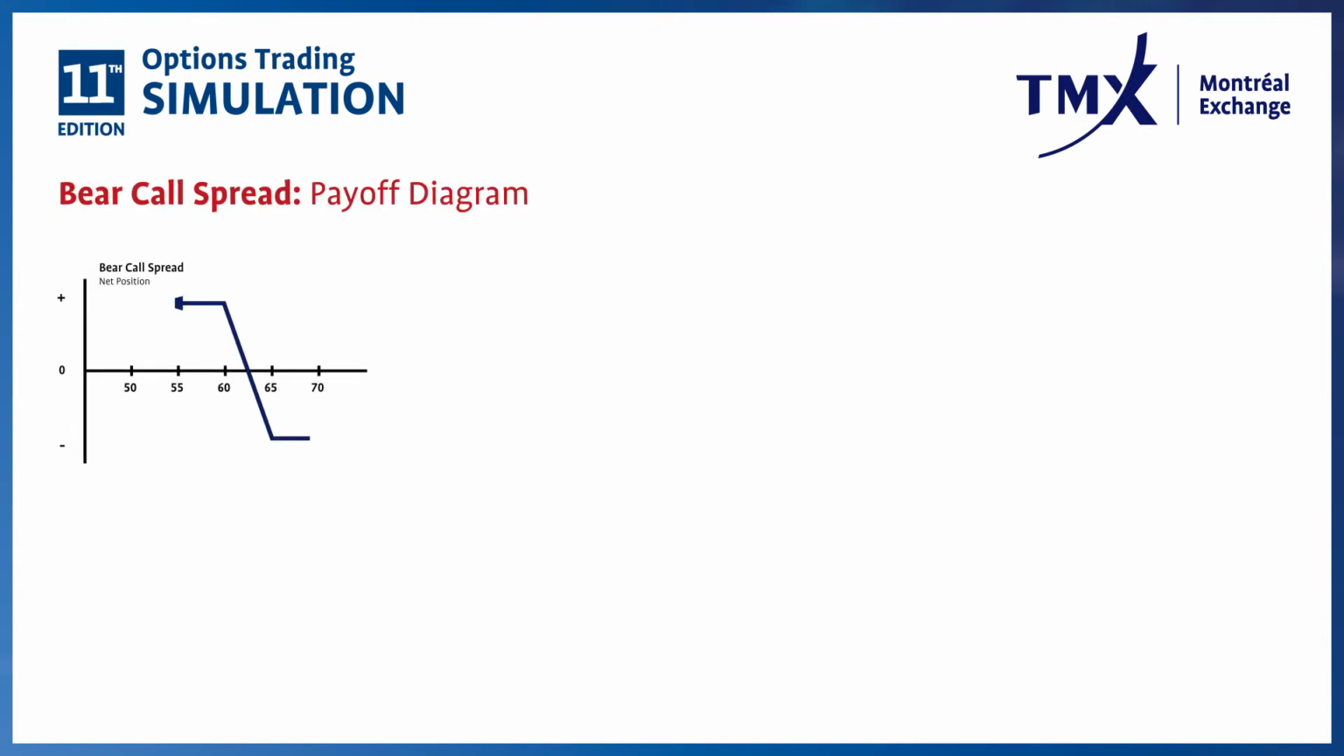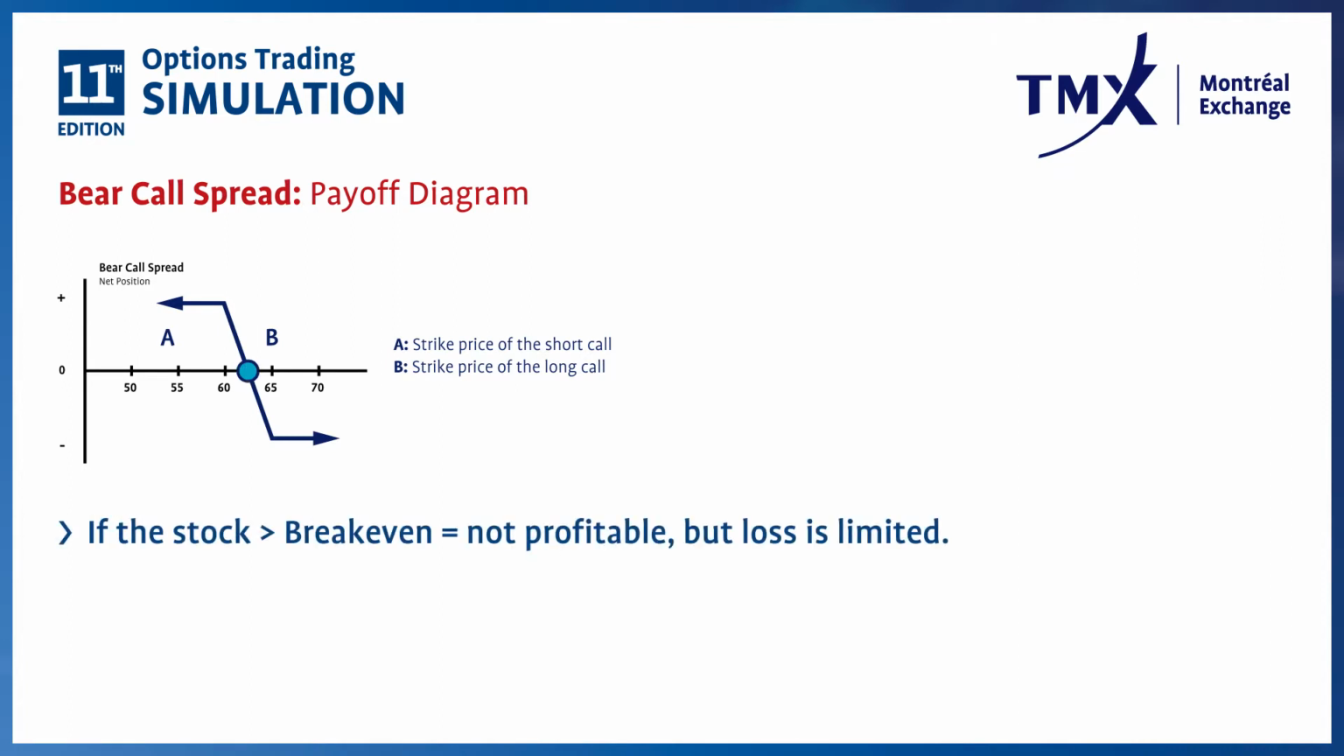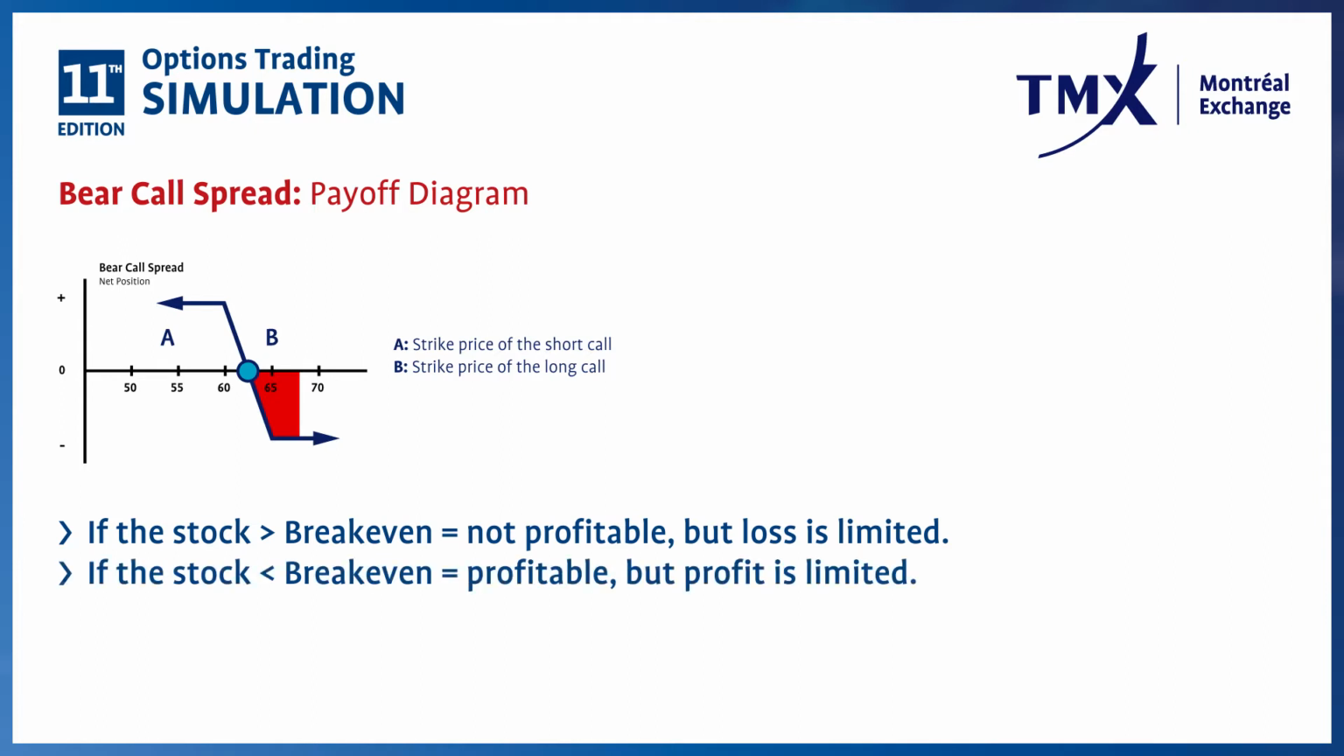Let's take a look at the payoff diagram. Notice that A is the strike price of the short call and B is the strike price of the long call. The strike price of B is greater than the strike price of A. The break-even point is the blue dot between A and B. If the stock price at expiry is greater than the break-even point, then the trade is not profitable, but the loss is limited. However, if the stock price at expiry is below the break-even point, then the trade will be profitable as the stock price has dropped, but this profit is limited.